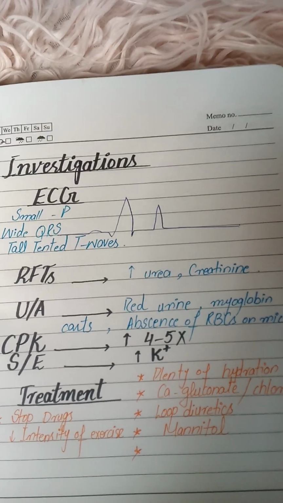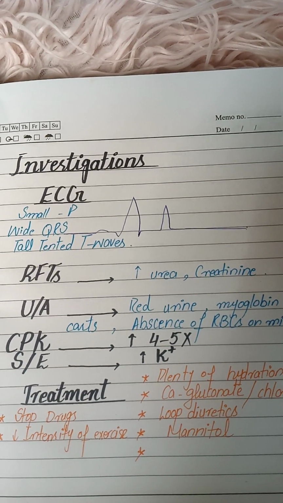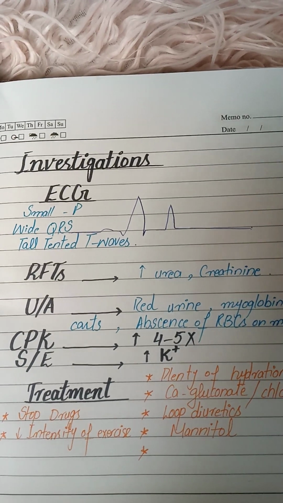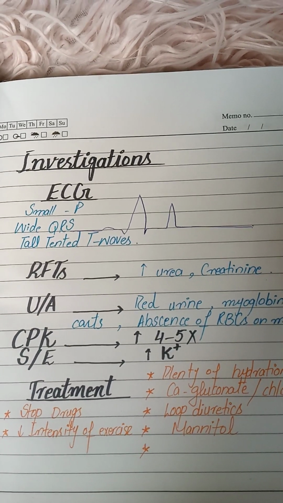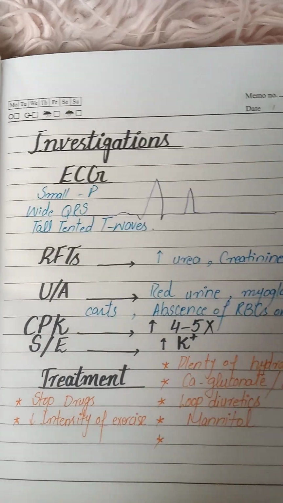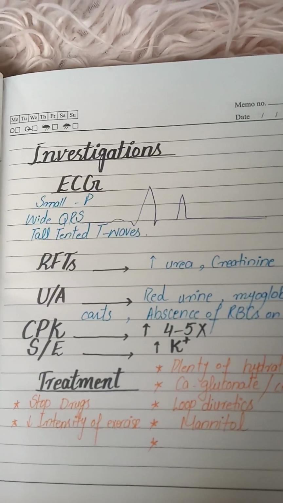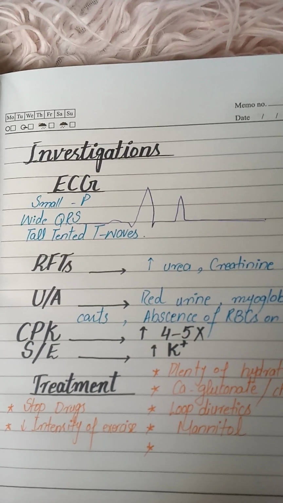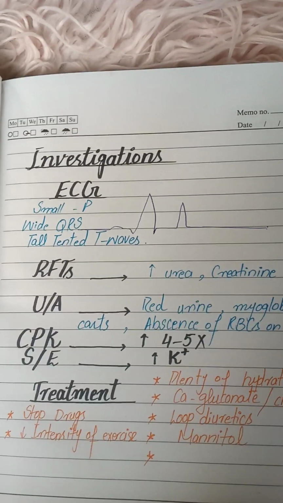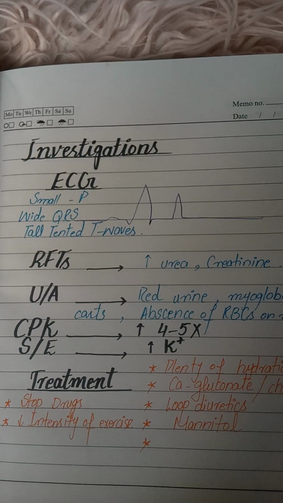If the patient has a stroke or myocardial infarction, CPK levels can still rise. And in this case, due to extreme and severe muscle injury, there will be a 4 to 5 times increase, and then of course serum electrolytes to check for hyperkalemia.